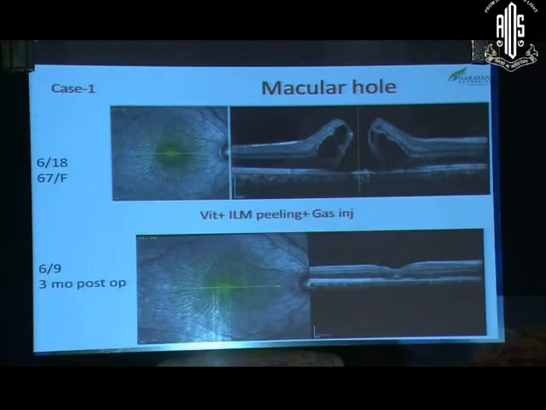So this is a case of macular hole, 6/18 vision. The patient underwent surgery with good improvement. So most of the macular holes do well. You could easily get around 90% anatomical success rate with the current systems.